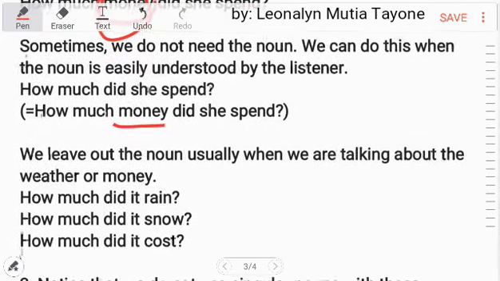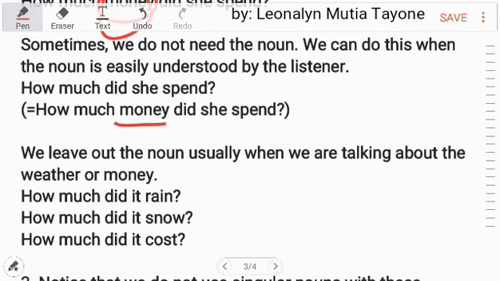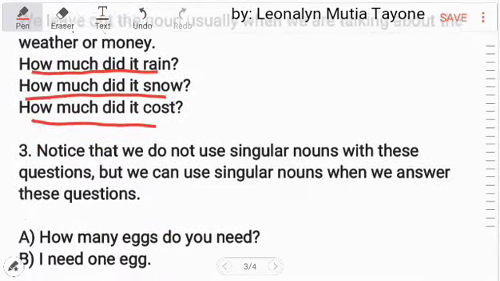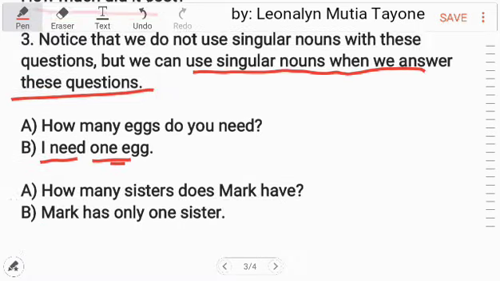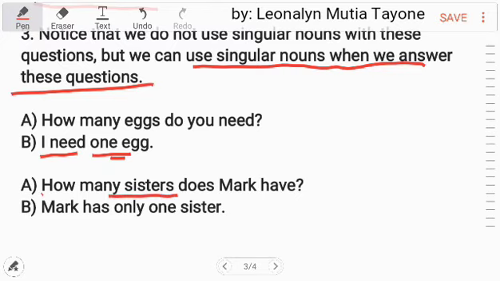We leave out the noun usually when we are talking about the weather or money. How much did it rain? How much did it snow? How much it cost? Notice that we do not use singular nouns with these questions, but we can use singular nouns when we answer these questions. Example, how many eggs do we need? I need 1 egg. How many sisters does Mark have? Mark has only 1 sister.